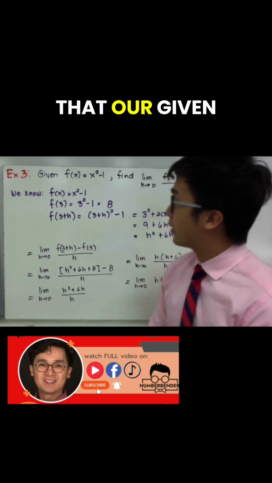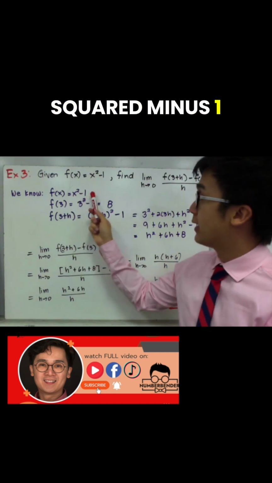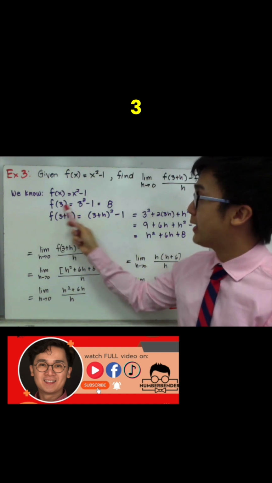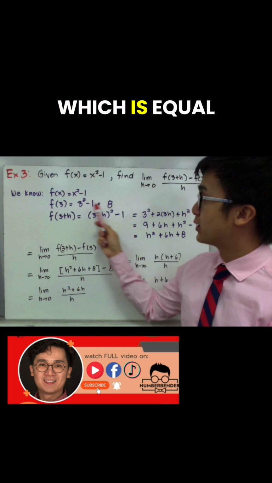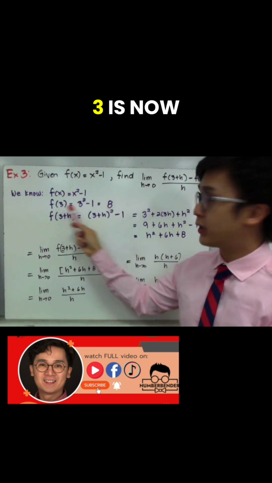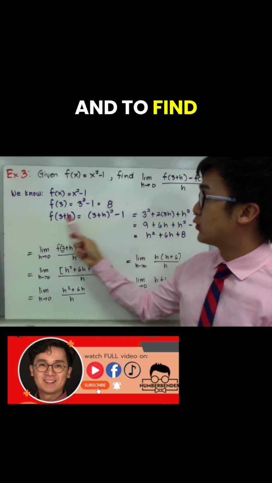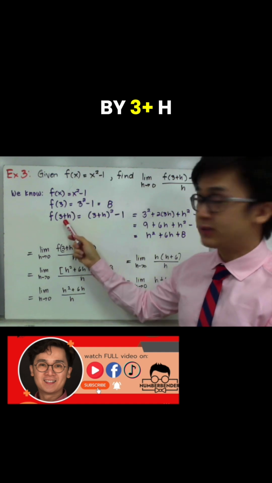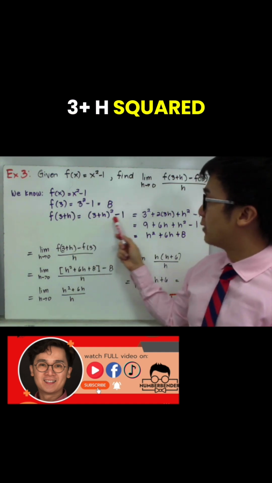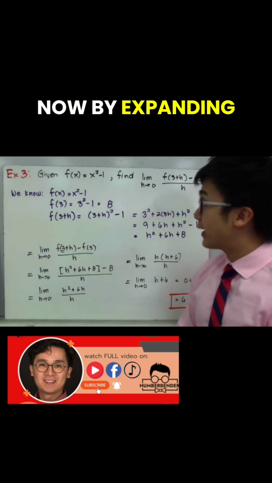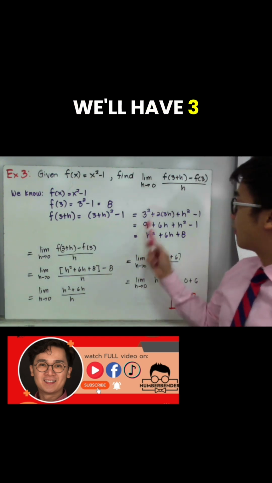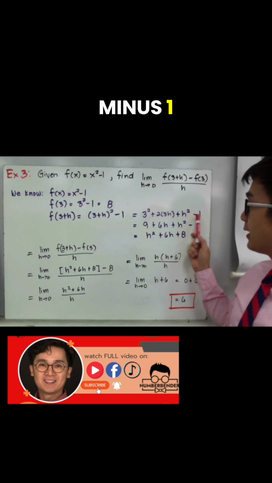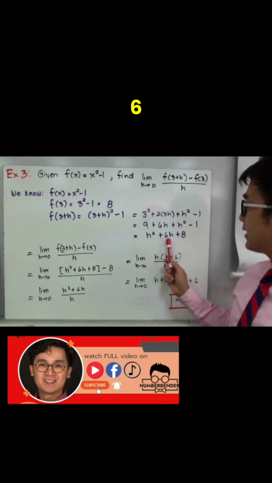So we know that our given function is x squared minus 1, and if we need to find f of 3, we are simply replacing x by 3, leaving us with 3 squared minus 1, which is equal to 8. So therefore f of 3 is now equal to 8. And to find f of 3 plus h, we are now replacing x by 3 plus h, so we have 3 plus h squared minus 1. Now, by expanding our binomial, we'll have 3 squared plus 2 times 3h plus h squared minus 1, leaving us with h squared plus 6h plus 8.